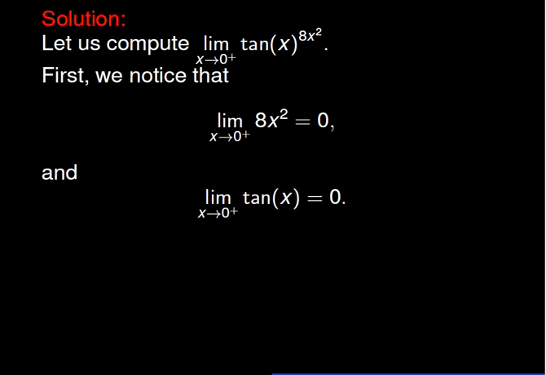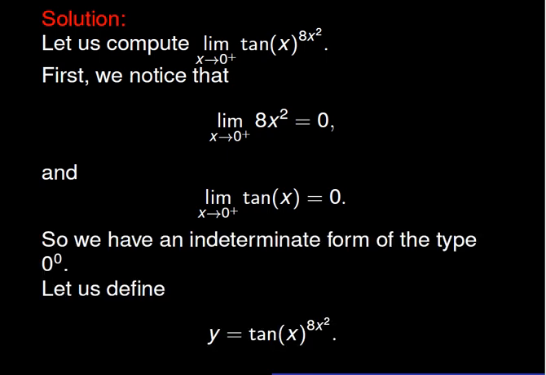Moreover, the limit as x goes to 0 plus of tangent of x is 0. Therefore, we have an indeterminate form of the type 0 to the power 0. In order to resolve this indeterminate form, we define the function y as follows. We set y equal to tangent of x to the power 8x squared.